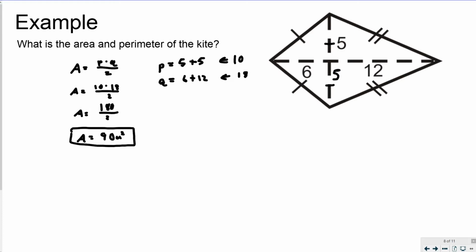Now, for the side lengths here, I'm going to have to use the Pythagorean theorem to calculate these side lengths again. And then I see they already have marked as congruent. So all I need to do is find one and then use the perimeter formula. So capital P is equal to 2 times whatever side 1 is, plus 2 times whatever side 2 is. So let's do Pythagorean theorem here.